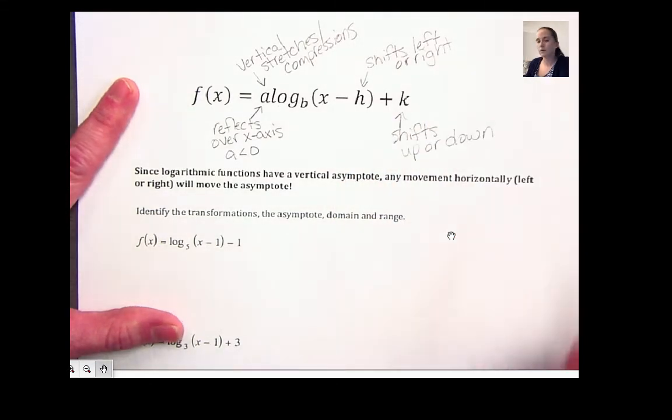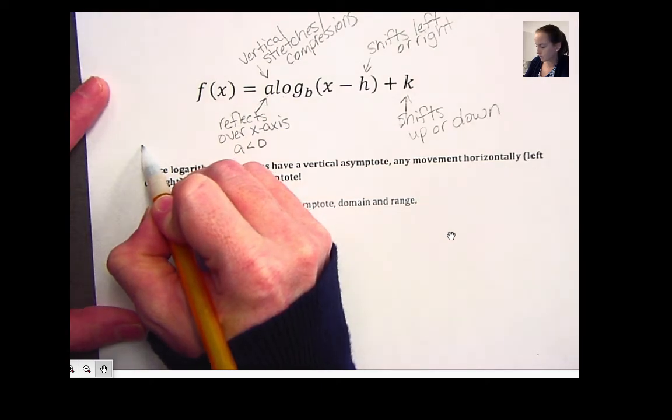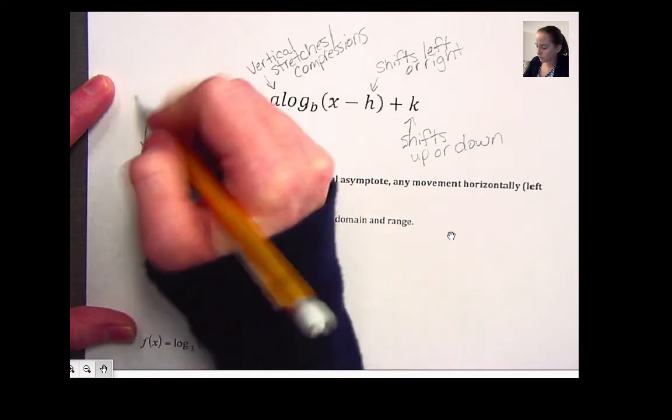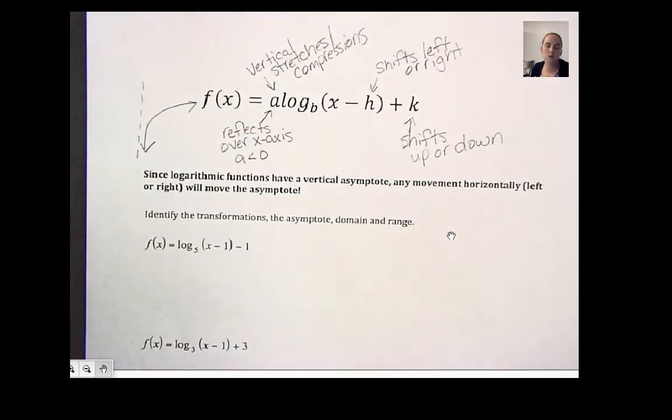And now remember, logarithms were shaped like this, and there was a vertical asymptote. In our parent graphs, the vertical asymptote was on the y-axis, which was x equals 0. Any shifts done to the function that are left or right are going to move the asymptote.